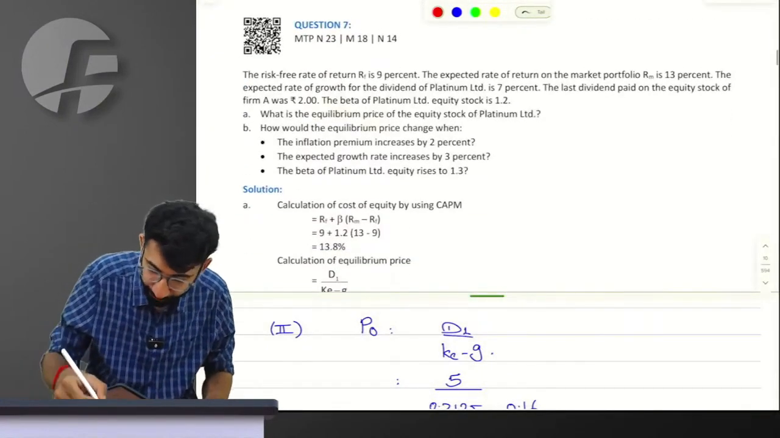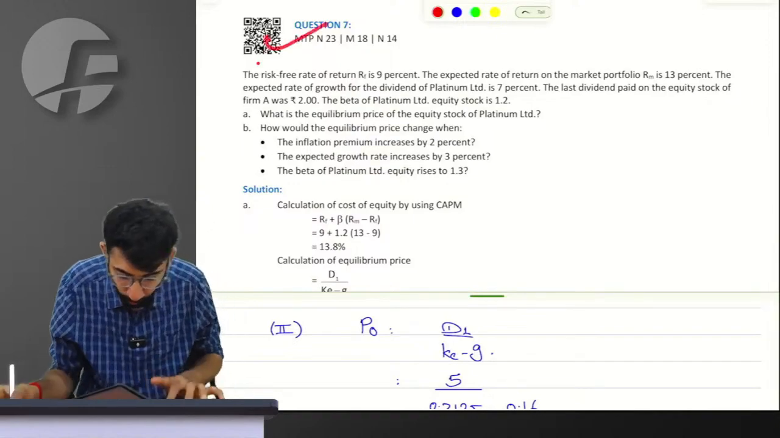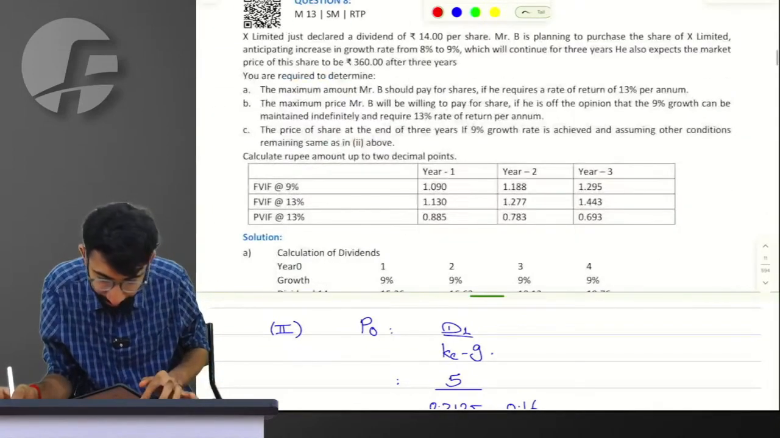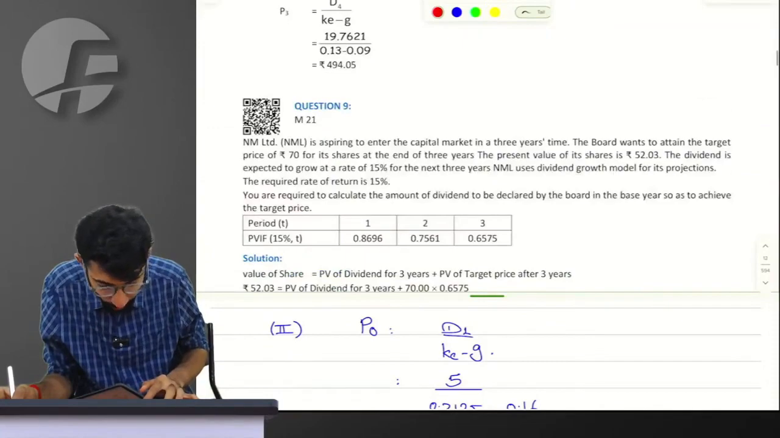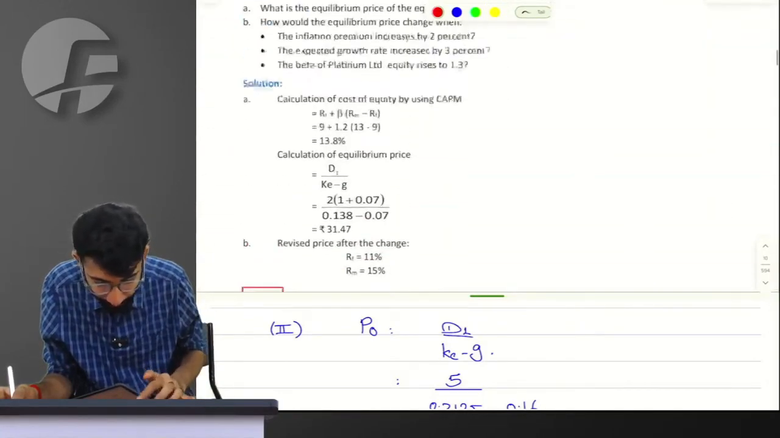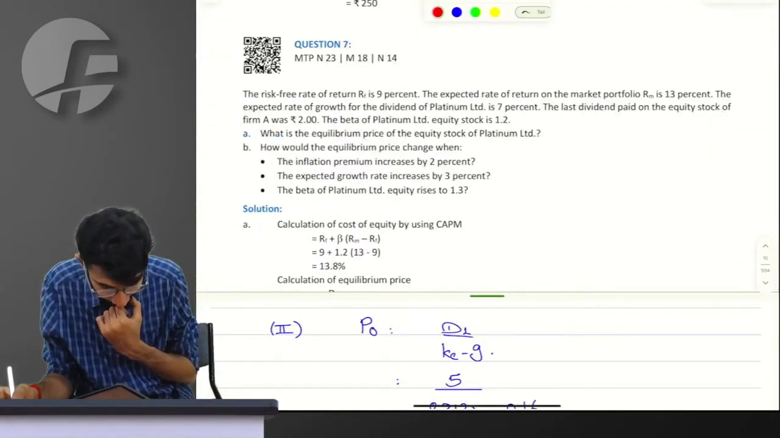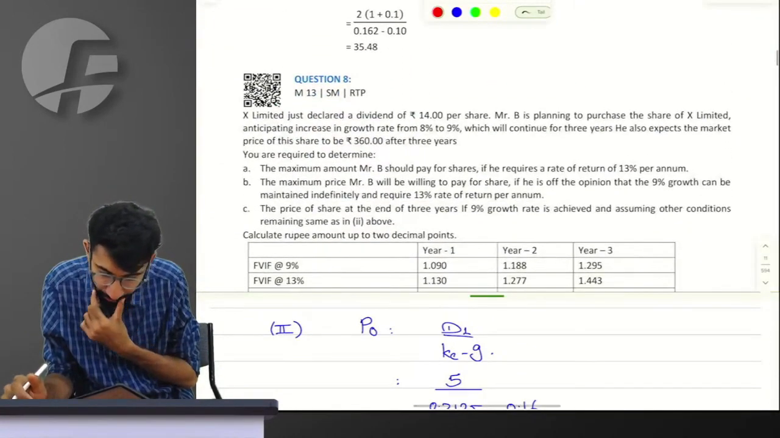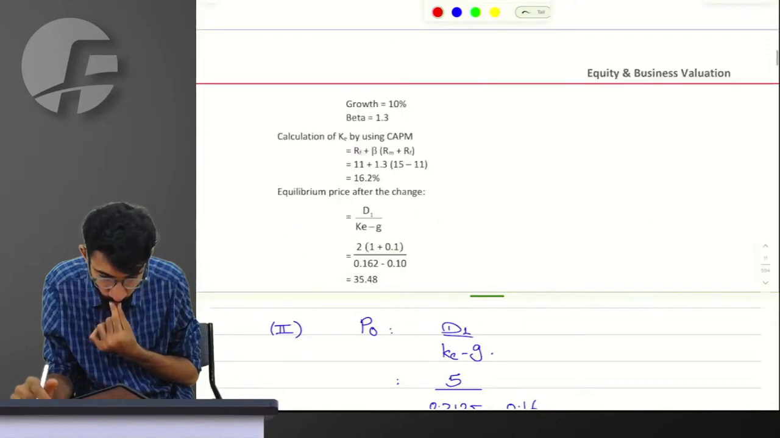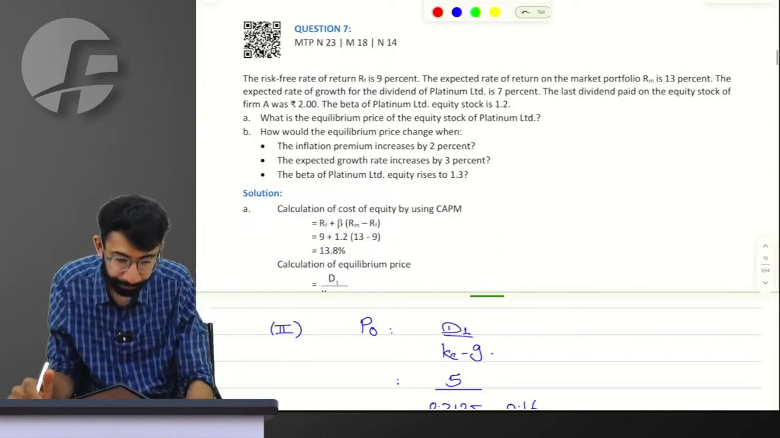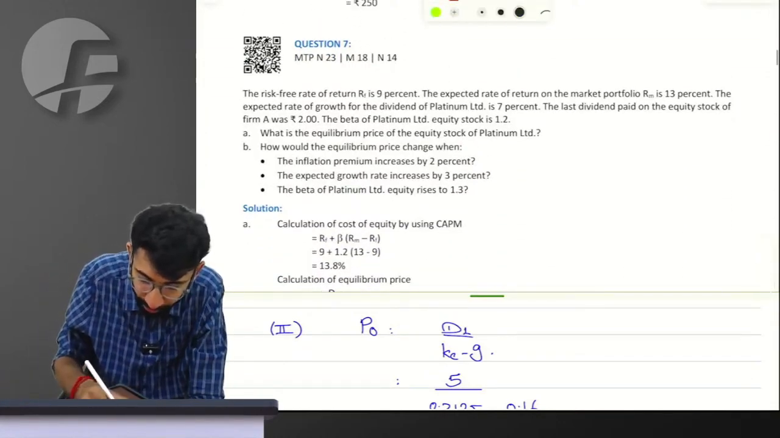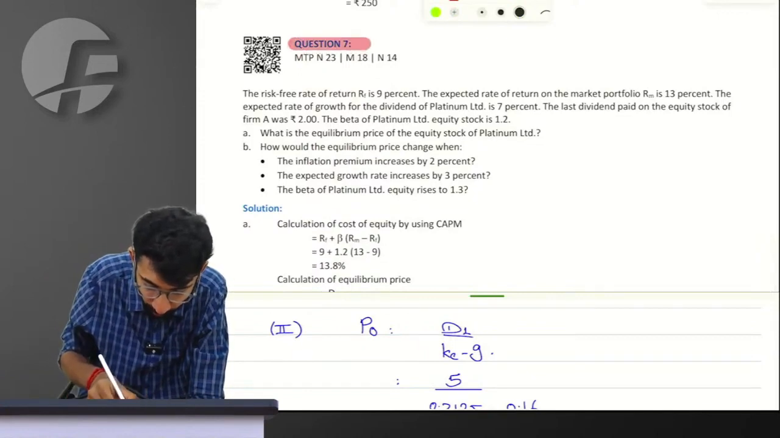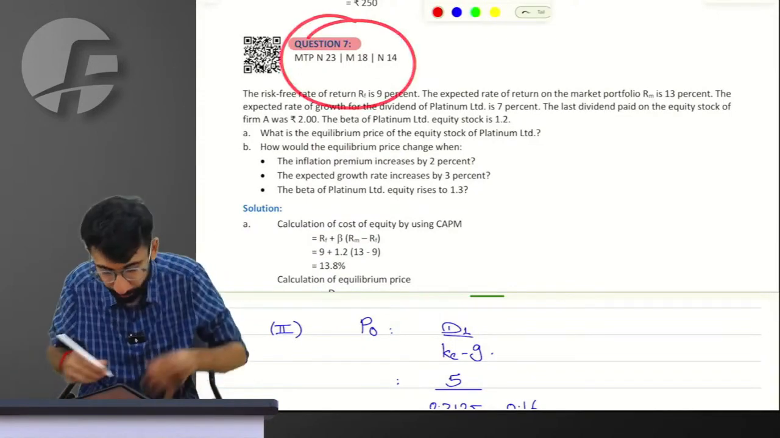Question number 7 is actually a very good question. Let me check. 7th is there, 8th is there. Question number 9 is surely to be done in the class. Question number 7 and 8. Question number 7 you will do at home. People, kindly mark question number 7 as homework. Very good question. Literally very good question.